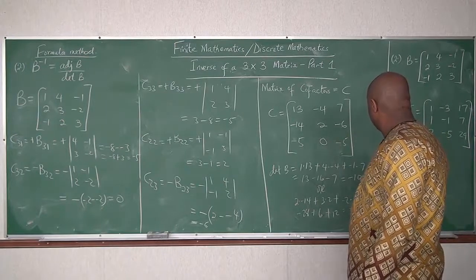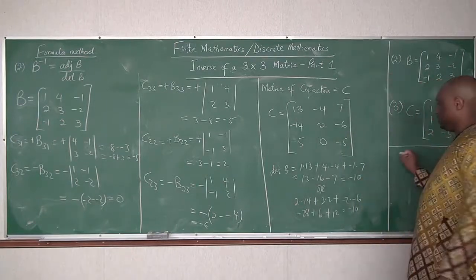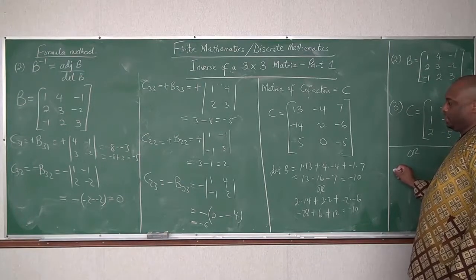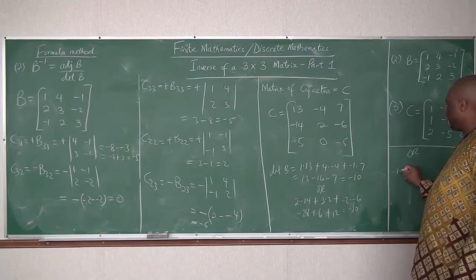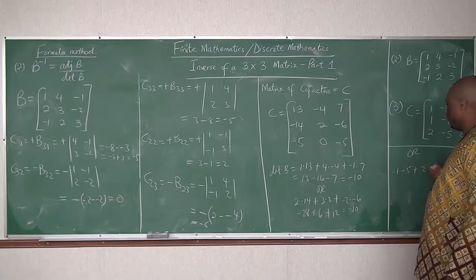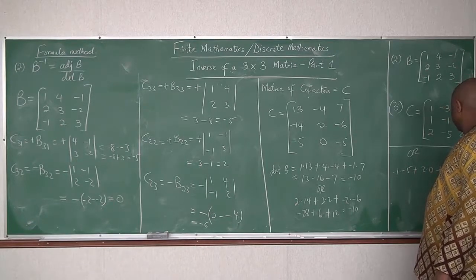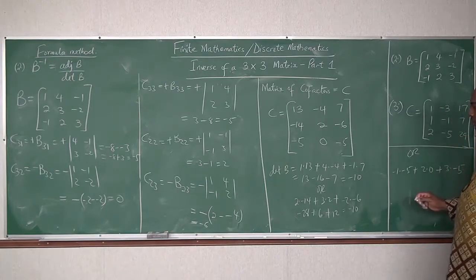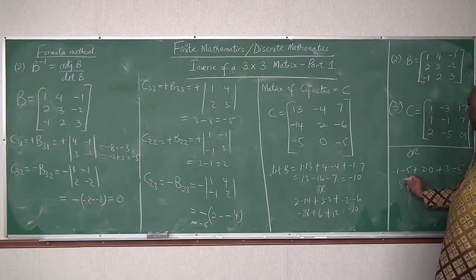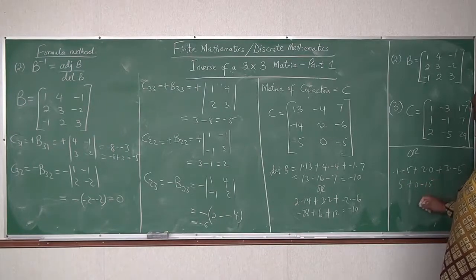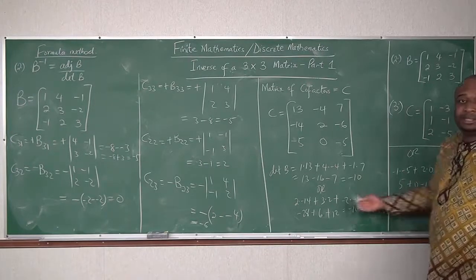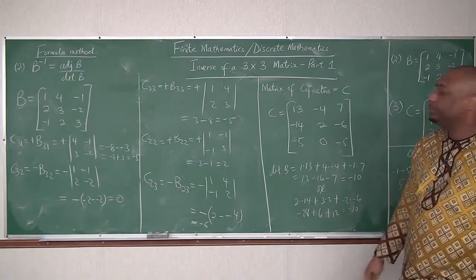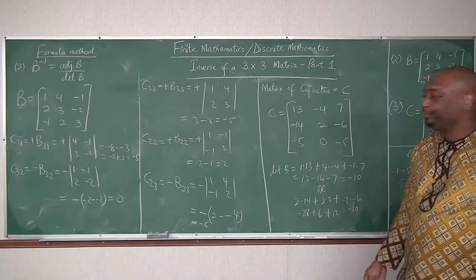Now let's check for the third row. For the third row, B will be negative 1 times negative 5 plus 2 times 0 plus 3 times negative 5, right? So it will be 5 plus 0 minus 15, and that is minus 10. So far so good. I checked it with the three rows, and it sounds good. Yeah, I got the cofactors right.